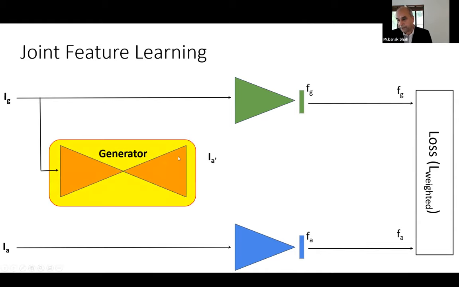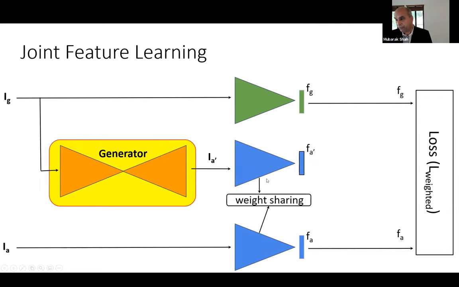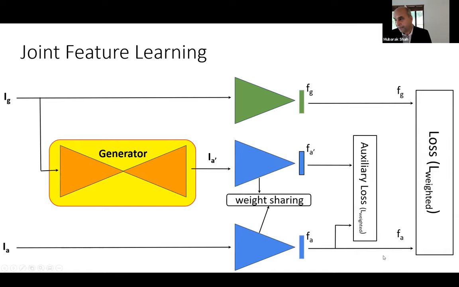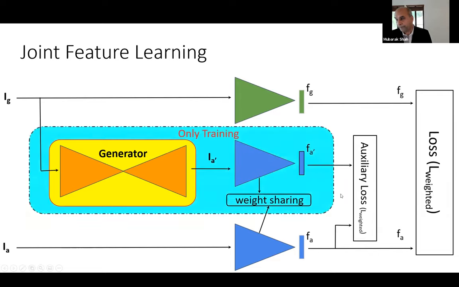But this is a new thing. So we take the ground and get the aerial, and encoding that, we get the FA prime. And then they do the weight sharing. Then we have this auxiliary loss. We also want to make them similar, okay? And this, of course, we only use during training. We don't have to use this one during the inference.